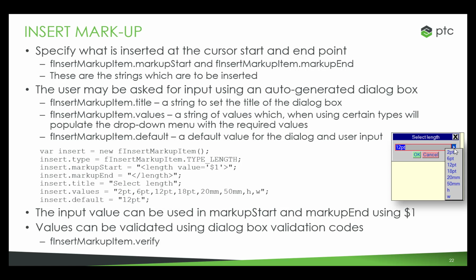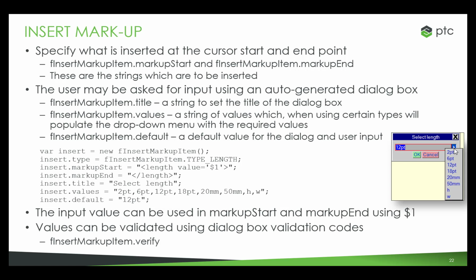When using insert markup, the little dialog boxes which pop up are auto-generated based on the definition. So you can set some properties of that dialog box. The first one is the title of the dialog box, so the string which appears in the top bar at the top. You can then specify values which are allowed to be selected for certain types of definition. So if you've got a length type definition, for example, or you've got a list type, then the values property allows you to list the values which the user can select. So you can provide default values there.